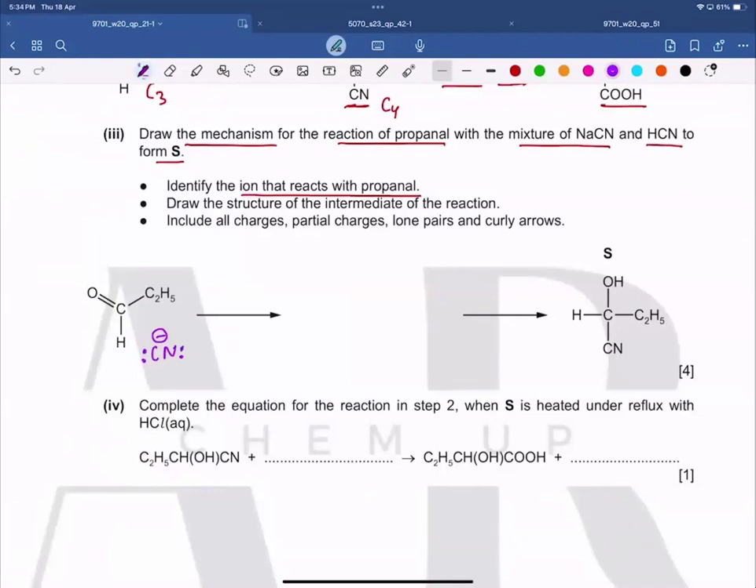Okay. Then draw the structure of the intermediate of the reaction. Okay, we are done with this thing. Include all charges, partial charges, lone pairs, and curly arrows. Okay, I just need a minute, please.